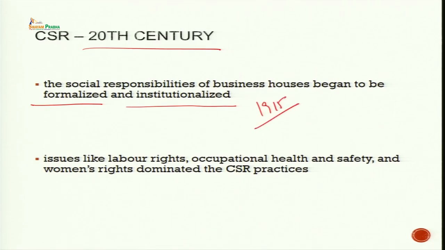Governments of various nations also established regulatory agencies for shaping CSR benchmarks and monitoring its implementation. Social issues like labor rights, occupational health and safety, and women rights dominated the CSR practices during the 20th century. Besides consumer protection and education, child welfare, employment, environmental protection, and corporate transparency also emerged as important themes of CSR in the latter half of this century.